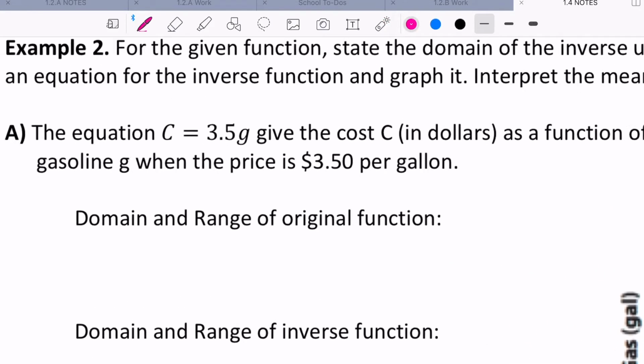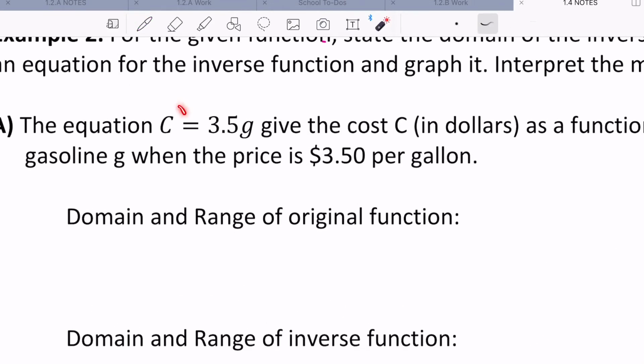Okay, so the original function, you can see C equals 3.5G. This is telling us that cost is dependent on the gallons. When we think about dependent and independent variables, we know we're talking about domain and range. Domain being our independent variable, in this case, would be G. So for the domain, let's talk about what G is.